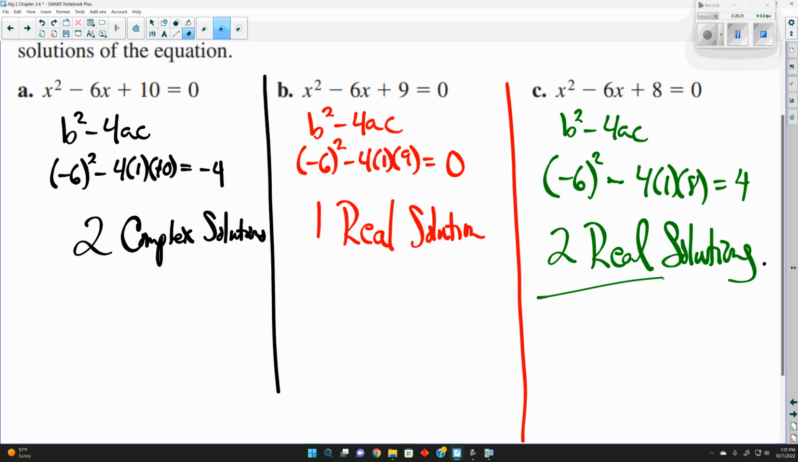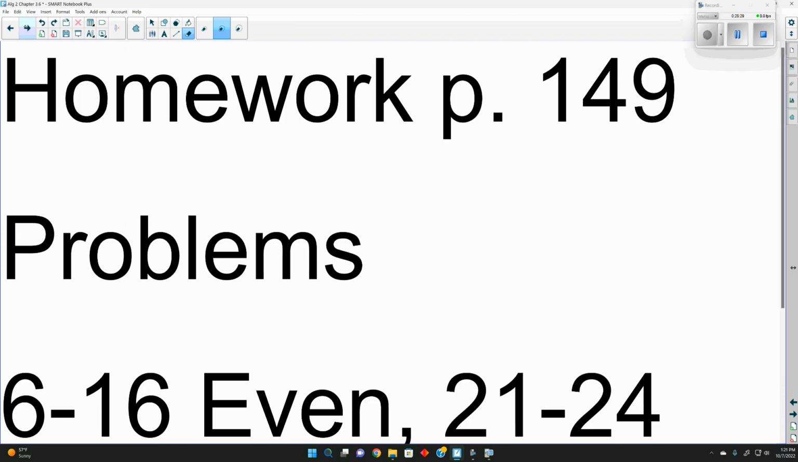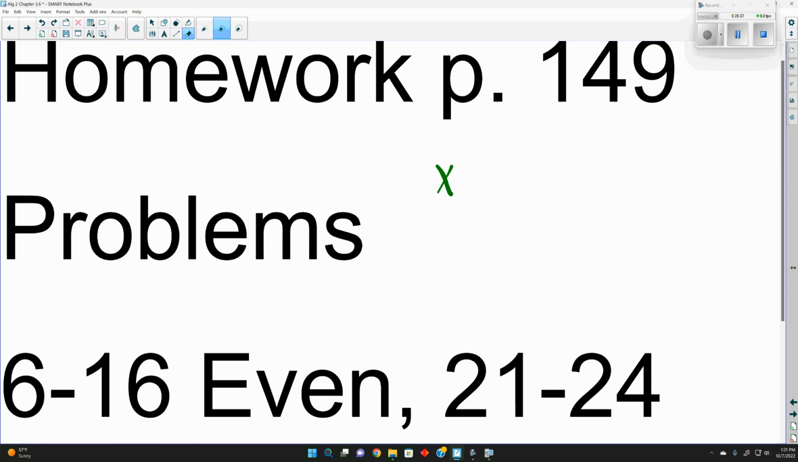Questions on anything we've done today? Y'all feel comfortable with this? That's it. That's all we're doing today. 6 through 16 even is just using this quadratic formula. x is equal to negative b plus or minus the square root of b squared minus 4ac all over 2a.